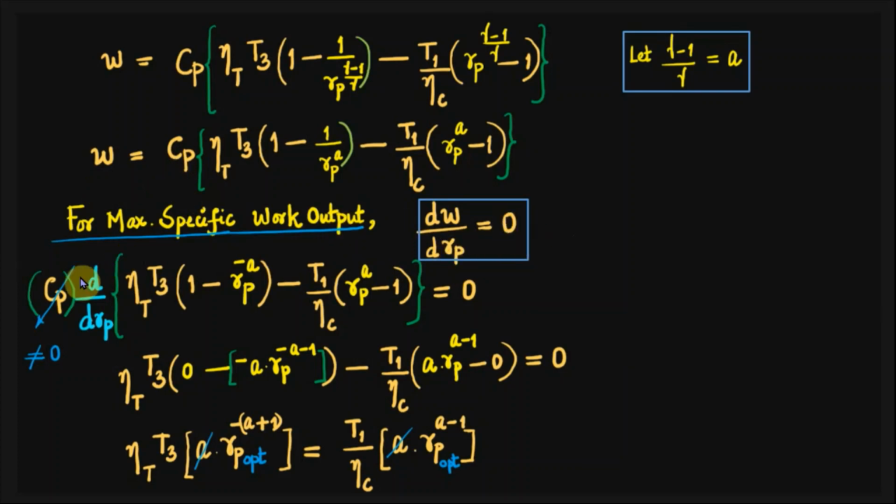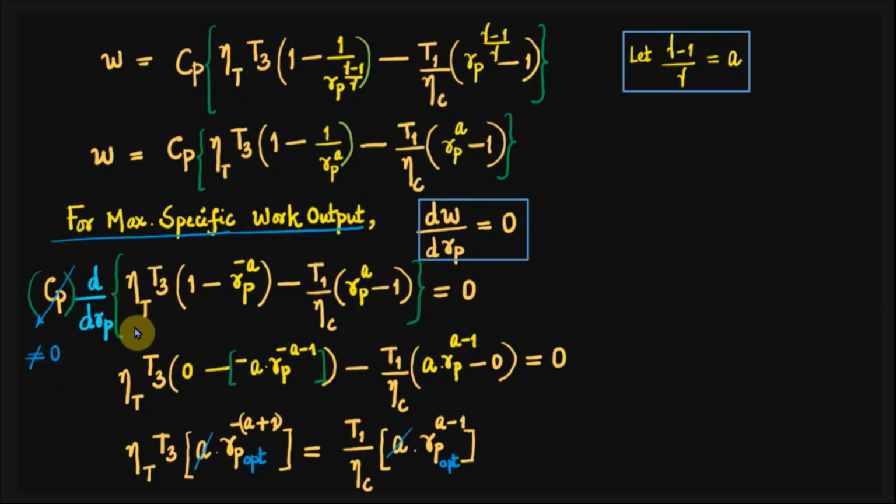So how can you do that? Cp is a constant, you can take it out of the derivative. Then d by dRp of the whole remaining expression you can do. You take Cp outside and take the derivative of the remaining expression with respect to Rp, so you get d by dRp of eta suffix T into T3 into 1 minus Rp raised to minus A, minus T1 by eta c into Rp raised to A minus 1. After taking the derivative, you equate it to 0. Cp is not equal to 0, the rest of the quantities therefore must be 0. So take the derivative and equate it to 0 now.